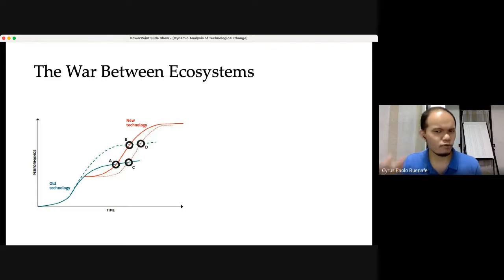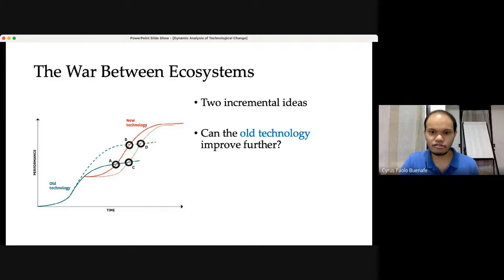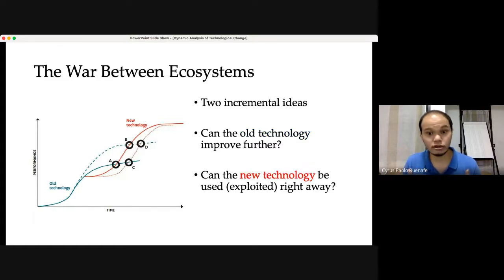And what does this mean really? Well, there are two incremental ideas added to the basic notion of the S curves. The first is, can the old technology improve further? And the second, can the new technology be used or exploited right away? Without these two questions, our view of the S curve and how technological change happens seems to be a very static notion.